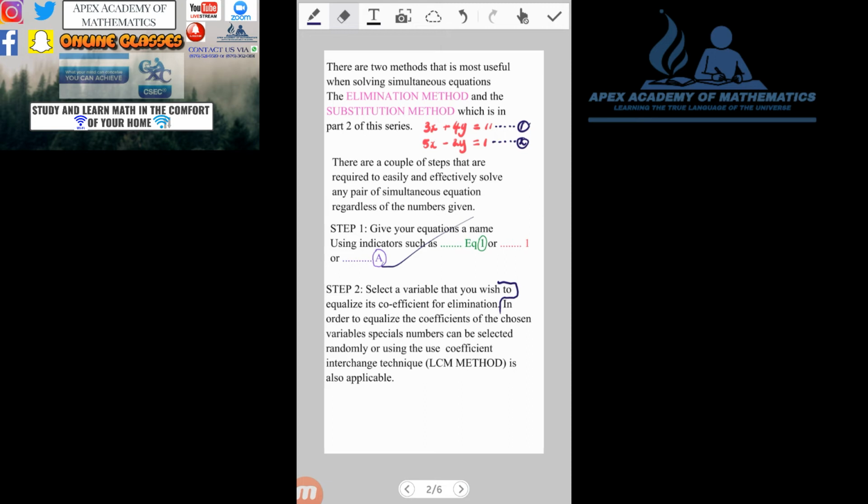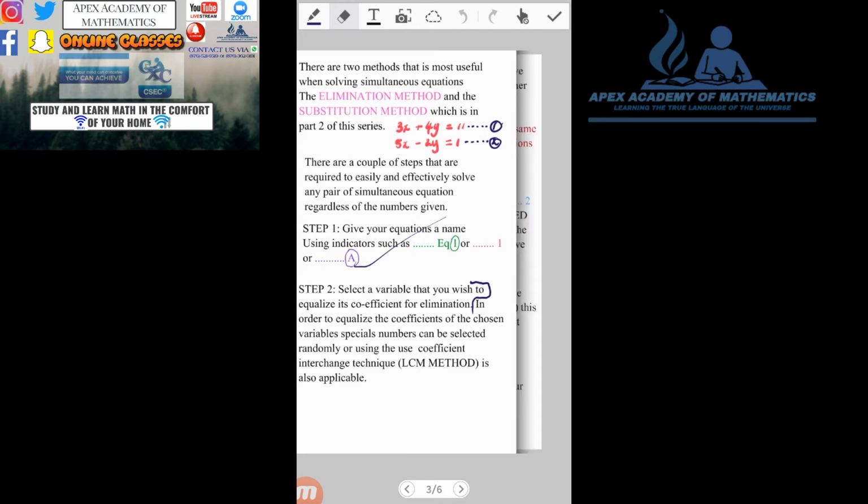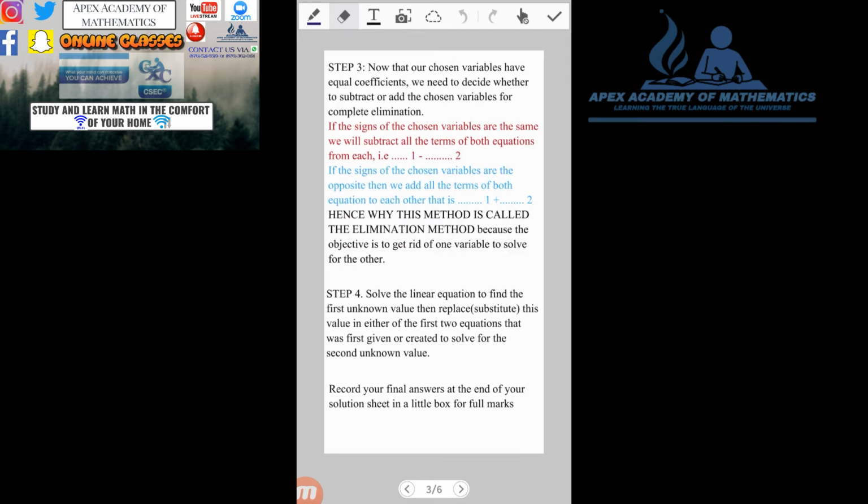All right, so I hope you got that rather elaborate explanation of how to choose your numbers, but my main objective here is to make sure that you understand the selection process. Now, to equalize the coefficients, as it says here, you choose special numbers that can be selected randomly or using a technique. Okay, so I've just gone through that for you. All right, so we're going to jump to step 3.